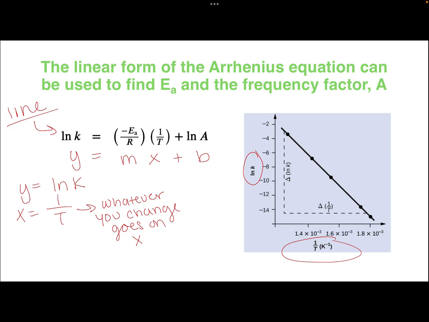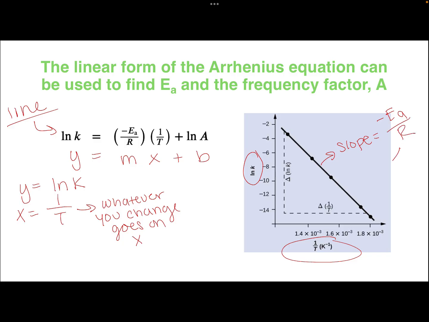So we can directly change the temperature, so that's what's going to go on the x-axis. And so when we make this graph of natural log of our rate constant on y and 1 over T on x, we end up with a line, and the slope of that line is equal to the negative of our activation energy. So just whatever our slope is, our activation energy has the opposite sign. So in this case, our slope is negative, so our activation energy would be positive over R.